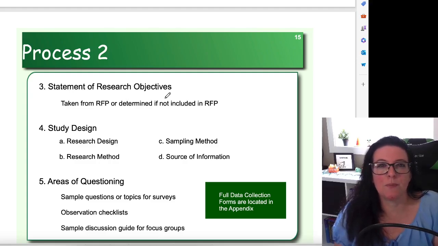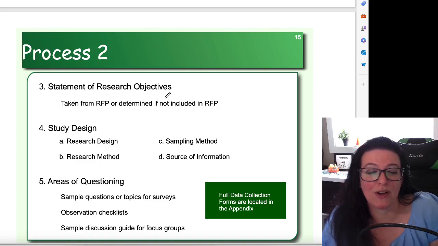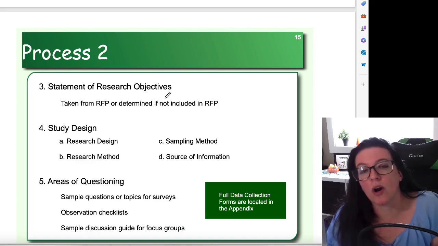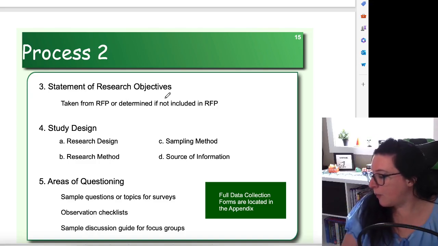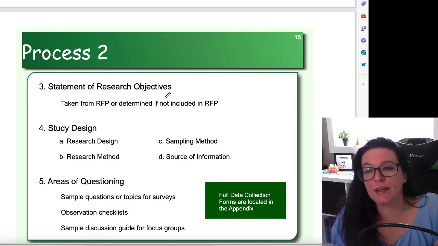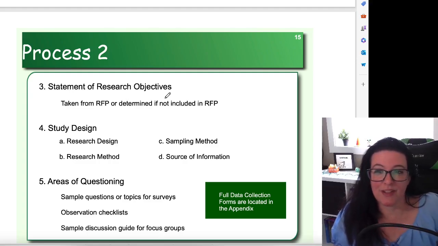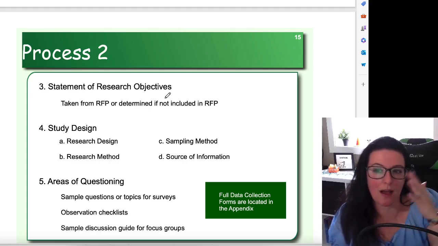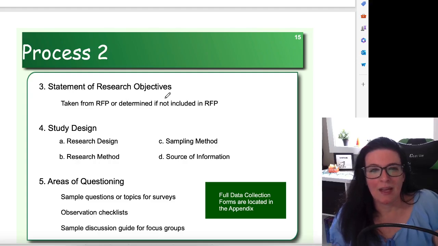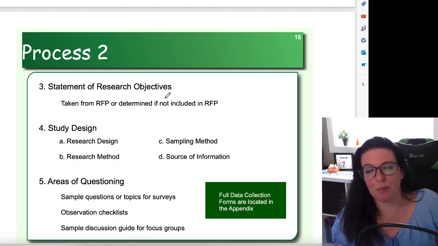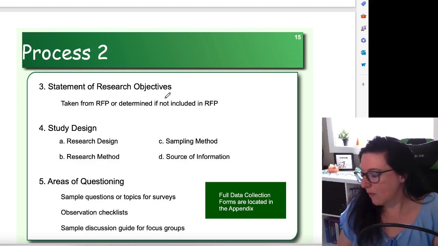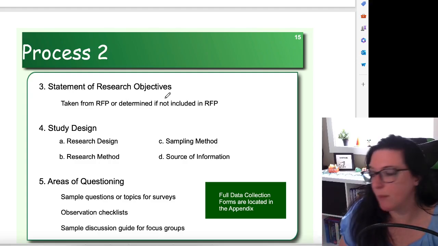Okay. And then any additional sources of information. So if you are going to be doing a literature review, you're going to be pulling data from other sources. So secondary data analysis, what are those sources? And then we have our areas of questioning. So give some examples of the topics. Sample questions if it's a survey, if it's observational research and it's going to be a checklist, what kind of things are we observing? Maybe it's a focus group, and so we provide a sample discussion guide to show what the talking points are.